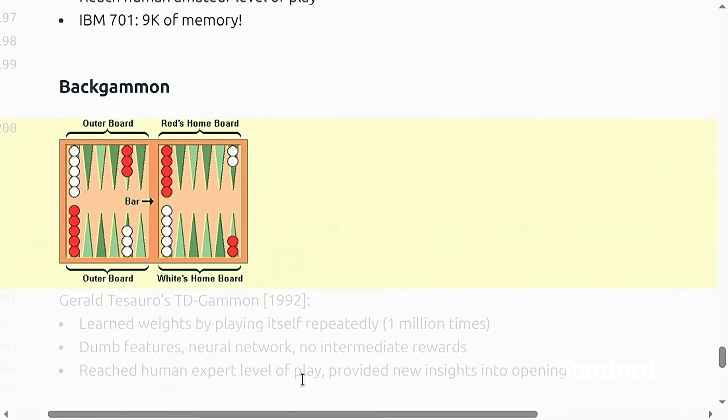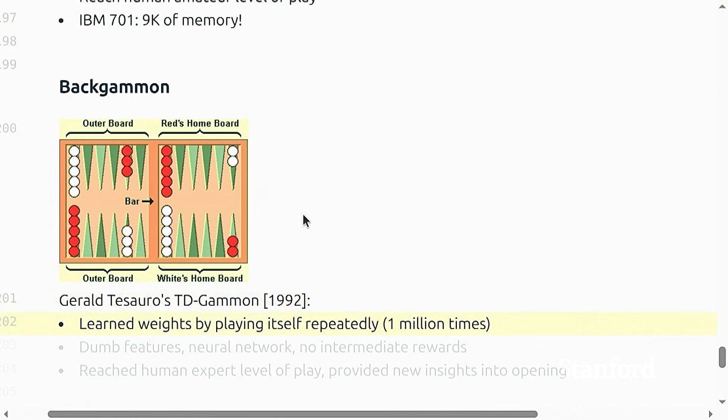Okay, so backgammon, which we just talked about. The big result in backgammon was this program called TD Gammon, made by Gerald Tesauro in '92. This was an agent that also learned by self-play, except it was 1992 instead of 1959, so they could do it 1,000,000 times. Because compute was more plentiful and you could get more data, they actually used fairly simple features, and they used a neural network and had no intermediate rewards.